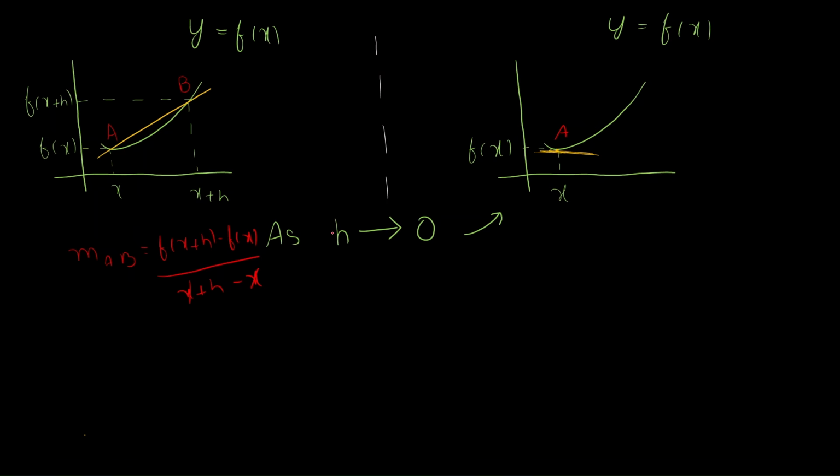Now what will happen if I tend h to 0? H here is nothing but the distance between these 2 points. Now as h tends to 0, the point B will be coming closer and closer to the point A, and finally this line will no more be a secant, it will turn into a tangent. The slope of the tangent at the point x, denoted as f dash of x, is nothing but limit h tends to 0 of f of x plus h minus f of x, whole divided by h. Now this is the first principle of derivative.